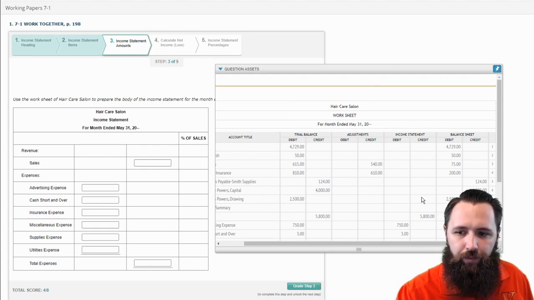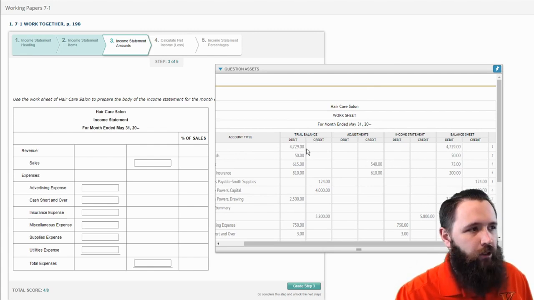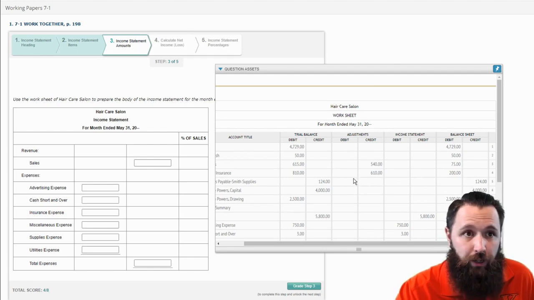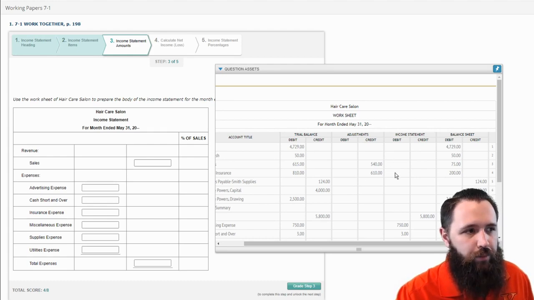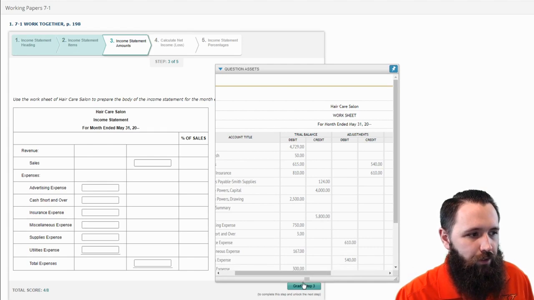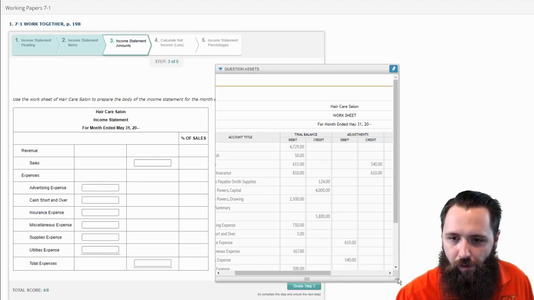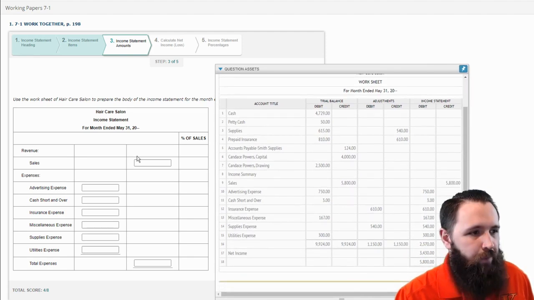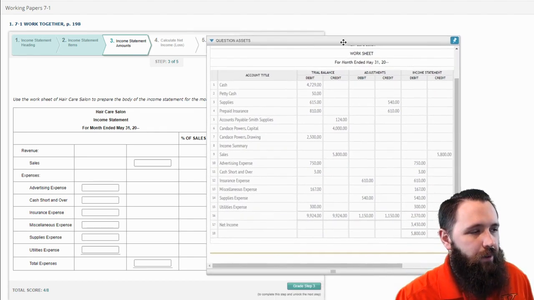Okay, where we're going to look, remember, we have our trial balance, and then we made adjustments to things like supplies expense and insurance expense. So you can't use your trial balance. You actually have to go over to the income statement, right? That's what we're going to have to use over here. So let's go over to the income statement and take a look at some of these.